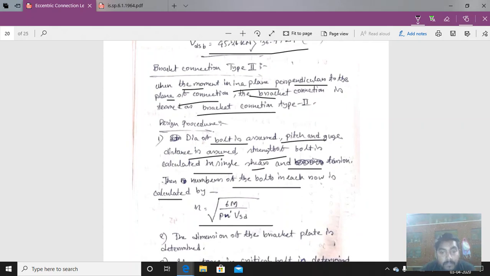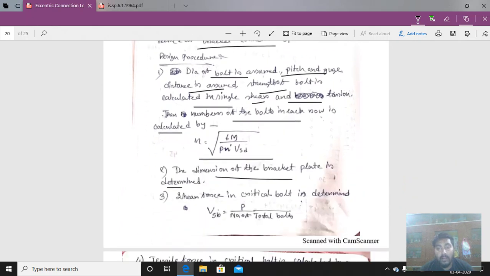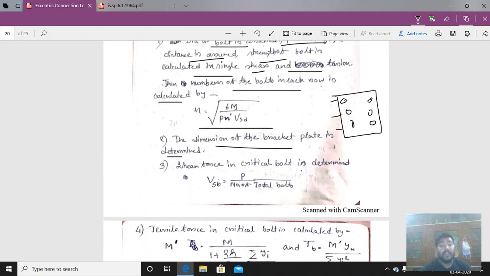Okay, then the dimension of the bracket plate is determined. Now, if this is the bracket plate, and we know the number of bolts in each row, the pitch distance, and the edge distance, we can determine the size of the bracket plate also.